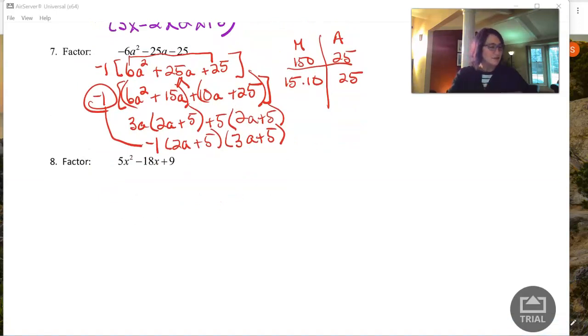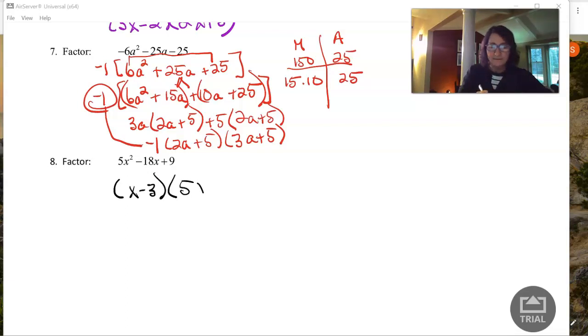So this last one, number 8, let me see if that one is interesting. Yeah, it's more of the same. So I'm going to go ahead and just give you the answer here. You could try it on your own. You should get x minus 3, 5x minus 3.